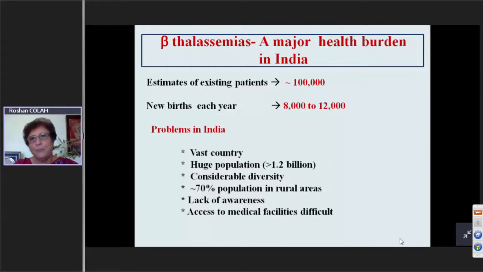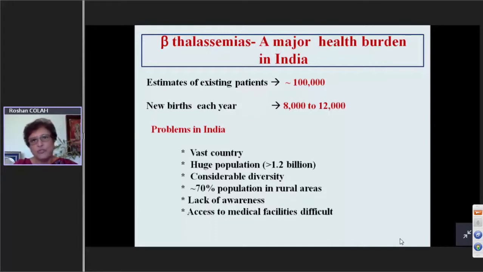First of all, if you compare India with a small place like Cyprus, where they've been able to bring down or even almost control entirely the birth of new babies, we have a very vast country to cover, where the population of each state equals that of different countries. We have a big population, more than 1.2 billion people, of which about 8.6% are tribal groups. We have a great amount of diversity in terms of ethnic groups, in terms of religion, in terms of culture. All this we have to keep in mind.